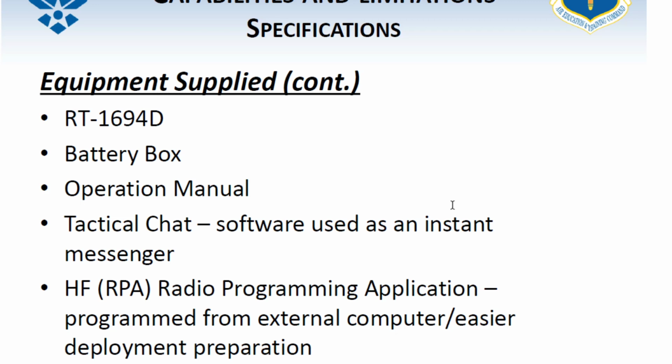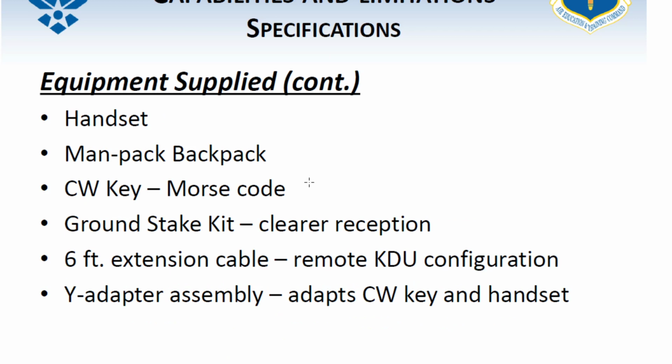That looks like a telephone with a push to talk button. It comes with a backpack. It's a little green bag. Backpack. That's a CW key. And you can use that for Morse code, or like we did with the tapping out. Comes with a ground stake kit for clear reception, a 6-foot extension cable that allows you to take off the KDU on the front of the radio, and then you have it 6 feet away that you can use it.